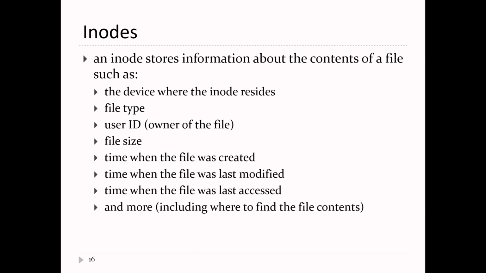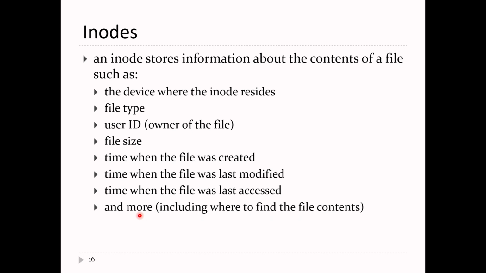And so, how does Linux organize all this information? Your operating system has a data structure called an inode. An inode is just a data structure that the operating system maintains. An inode stores information about the contents of a file. So what device is the file stored on, what type of file it corresponds to, who owns the file, how big is the file, and a bunch of other stuff.